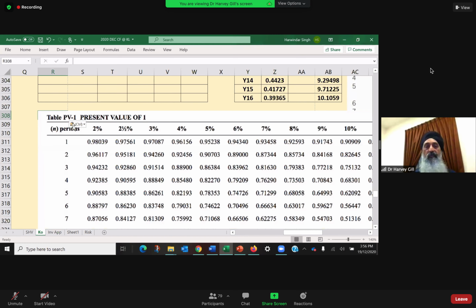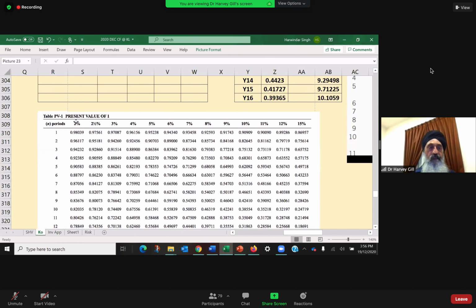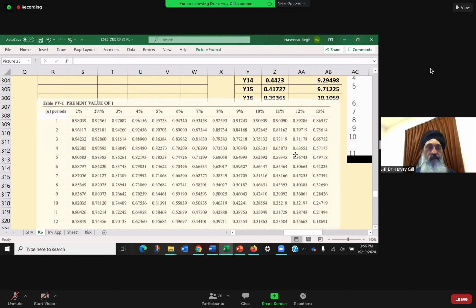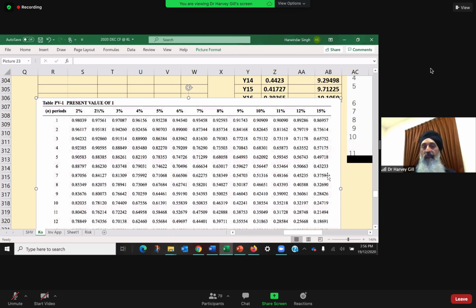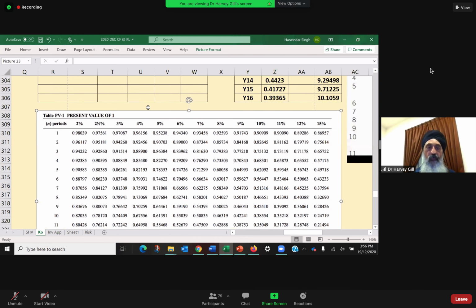Present value of $1. Let me make it a bit smaller so that it fits into everything that we are doing here. So there you go. 3%, we wanted 7 years, right? Present value of $1 at 3% for 7 years. 3%, 7 years. There you go. It becomes 0.81309.